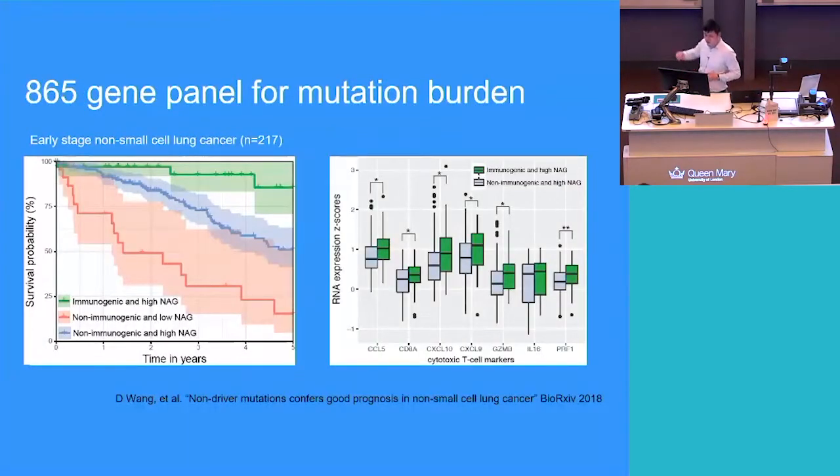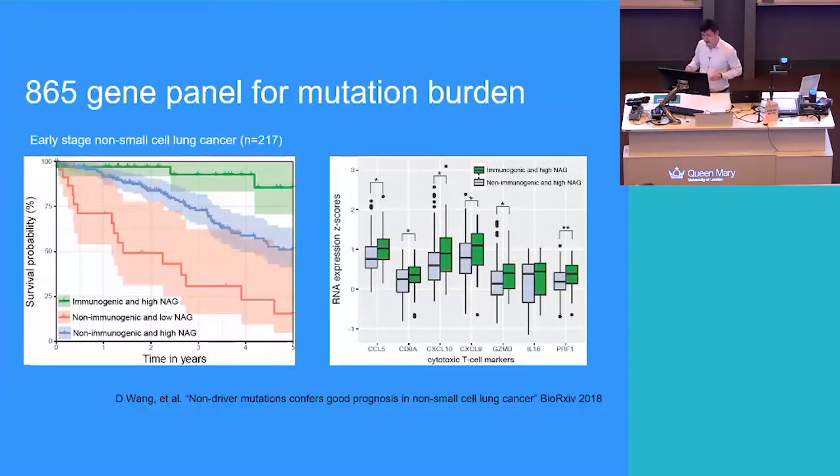Okay. So we did that. Our model detected a set of 865 genes that were able to stratify patients based on the mutation burden. So the mutation burden here is called NAG. It's just number of altered genes. So we're counting copy number and point mutations here. And it basically divided into three groups of high NAG, low NAG, and a group where there's a high number of altered genes and immunogenic mutations.